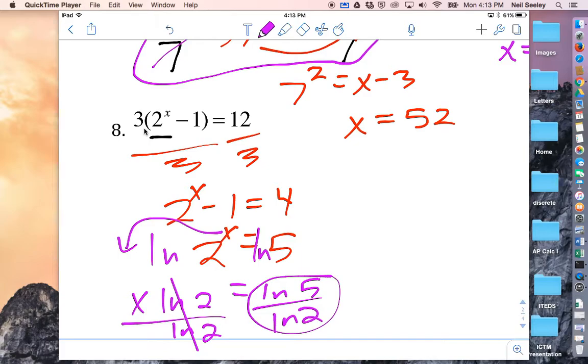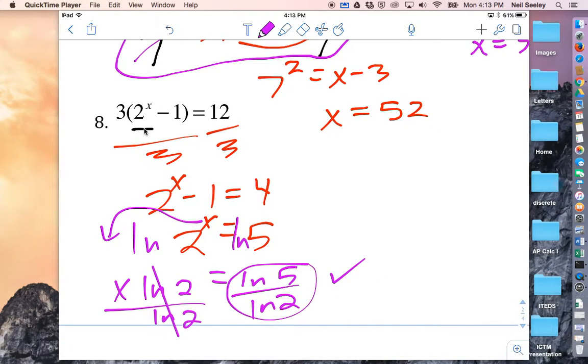That is an exact answer. If you want the decimal approximation, put it in your calculator. But this will do. This is the result. X is natural log of 5 over natural log of 2. You can write it as a single log if that makes you happy. With our base change formula, you could call it log base 2 of 5 if you wanted to.